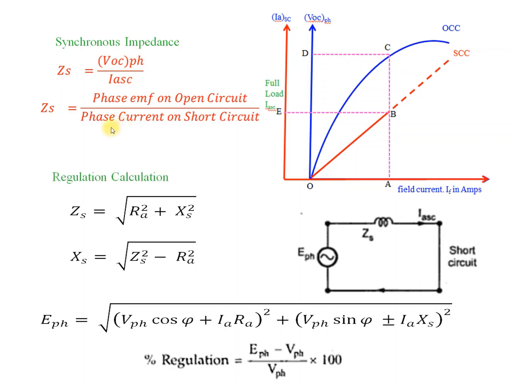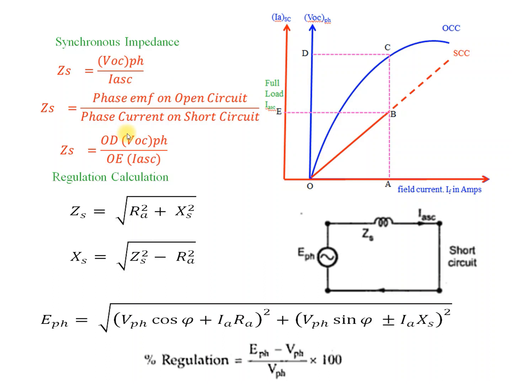Whatever the short circuit current or the open circuit voltage may be, that voltage and current have to be measured from this graph at the given field current. The field current cannot be varied. So for a given field current, we can measure the corresponding open circuit voltage and the short circuit current, and from that we can find out the value of the synchronous impedance.